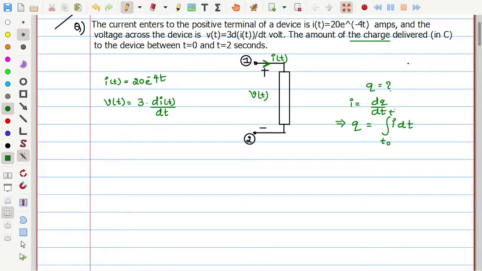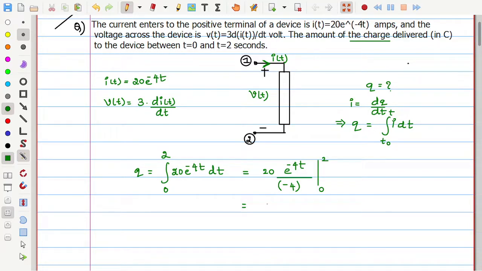Now it is readily available. What do we need? Charge, for which interval? 0 to 2 seconds. So Q is equal to the integral over 0 to 2 seconds. How much is the current? 20 e power minus 4t dt. So evaluate this expression. You will get 20 times e power minus 4t divided by minus 4, right? Then the integration limits are over 0 to 2.